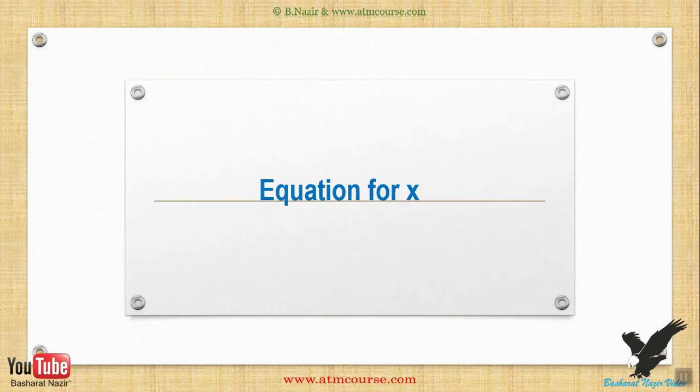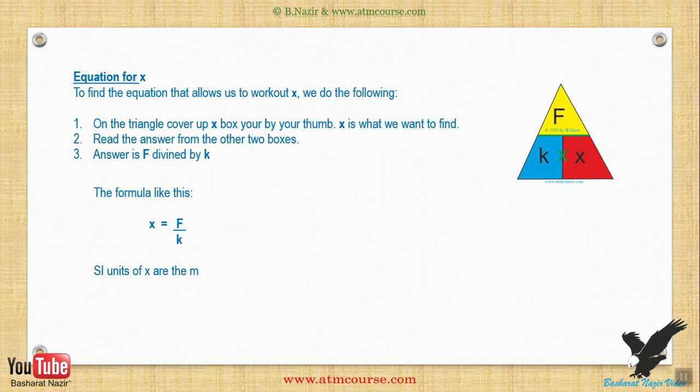Equation for x. Let us see how to read the equation when we wish to find the x term. To find the equation that allows us to work out x, we do the following. Step 1. On the triangle, cover up the x box with your thumb. X is what we want to find. Step 2. Read the answer from the other two boxes. Step 3. The formula looks like this. X equals F divided by k. SI units of x are the meters.